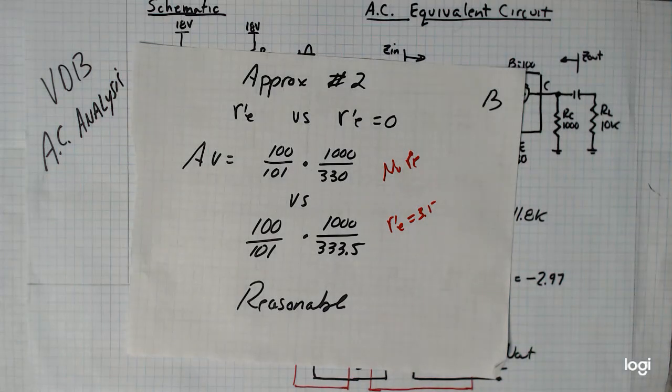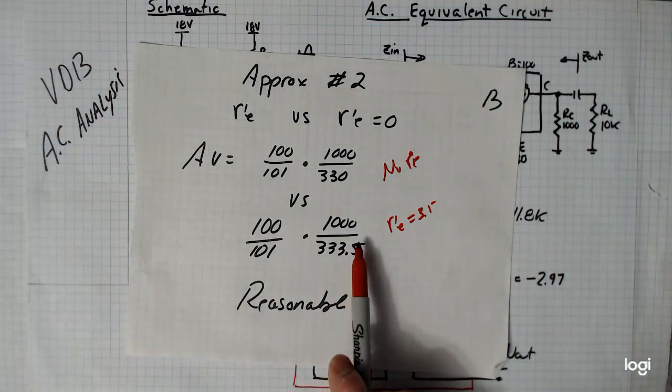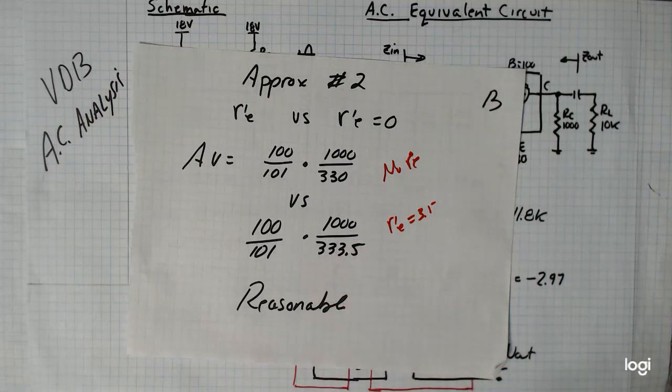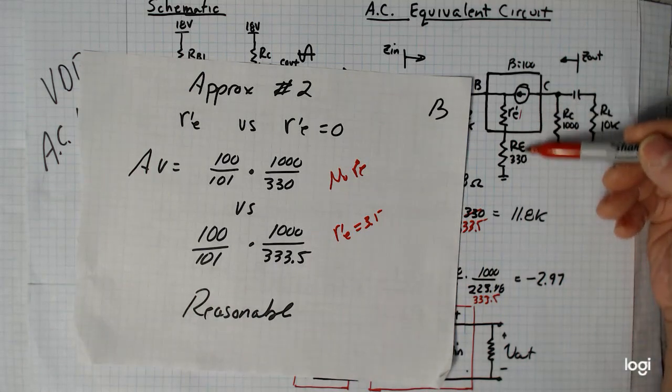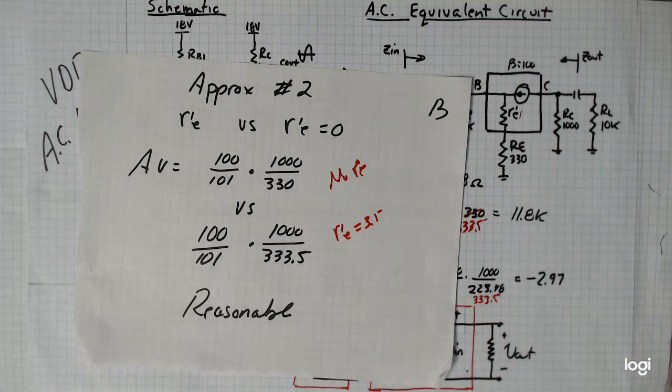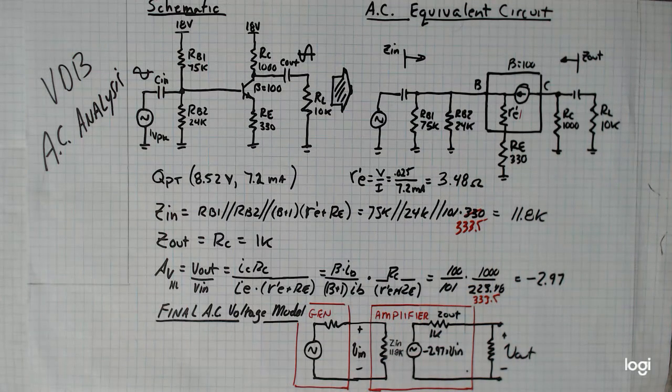Again, that's probably about a 1% error. The value of R prime E versus the rest of it is about 1% of the total impedance on the emitter. So I think that's a reasonable approximation that you can throw that away. For a voltage divider bias, for this circuit, that's reasonable.